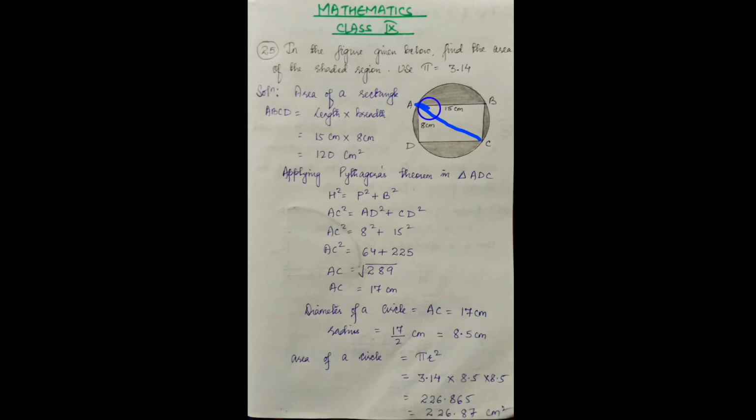But this 17 is the diameter, and radius is half of the diameter. The radius is measured from the center only, the distance between the center and the circumference. So radius will be half of the diameter. Half of 17 is 8.5. So the radius is 8.5. We will apply the formula pi r square.